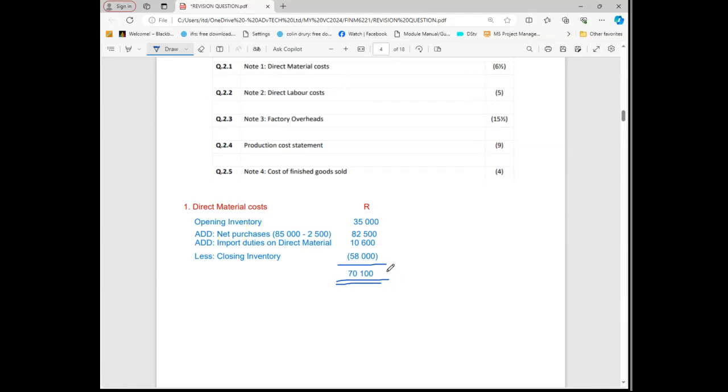And usually this figure is the one that is transferred to an account. You don't have to write this. Remember, we're just having a lesson now. You can just say transfer to, I think you know this, work in progress. So this amount is the one that's going to be transferred to work in progress.